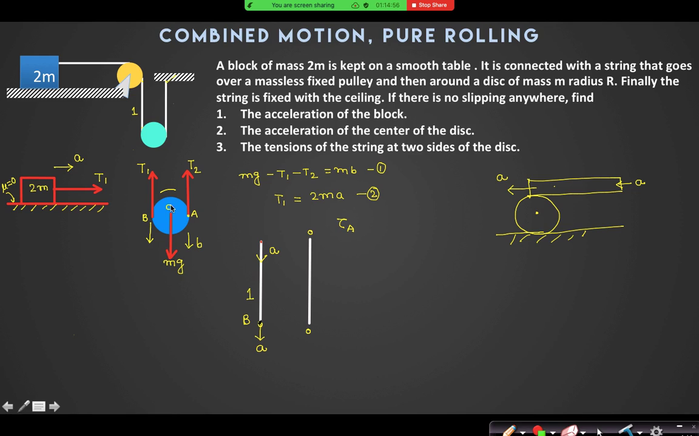Look, if alpha is clockwise and point A is at rest, then what will be the acceleration of the center of mass, upward or downward? Upward. But that is not the case. The pulley is going downward, so it is very easy to understand that alpha is anti-clockwise. Sir, please wait, sir. For one second.